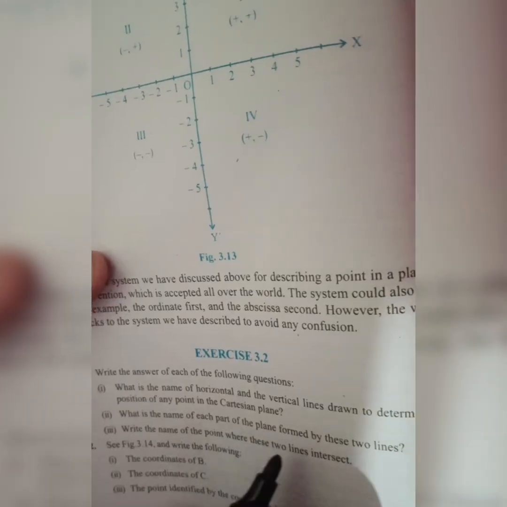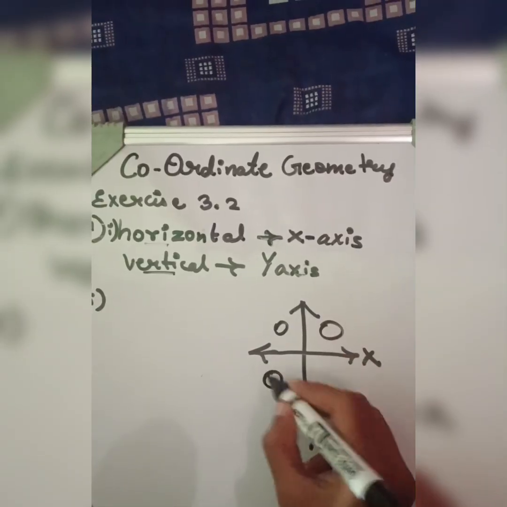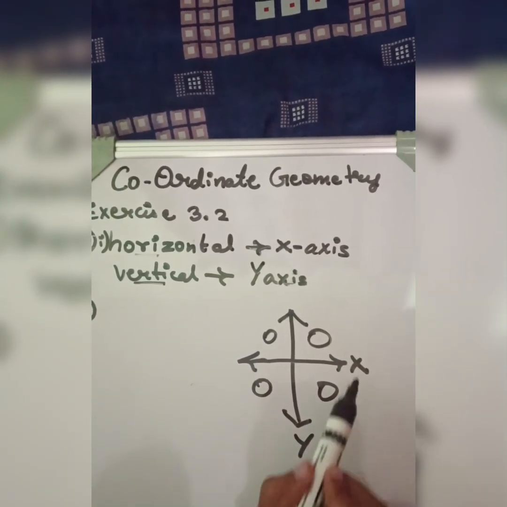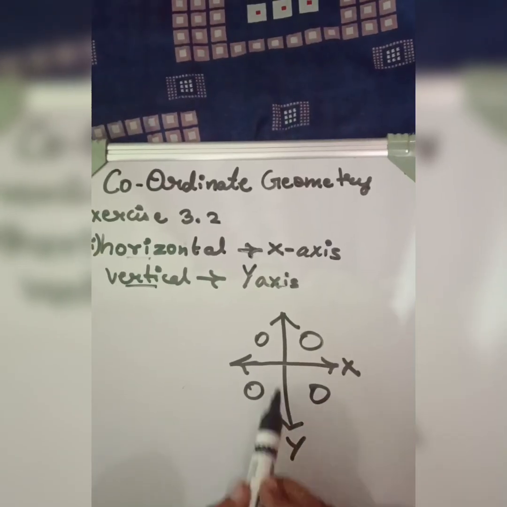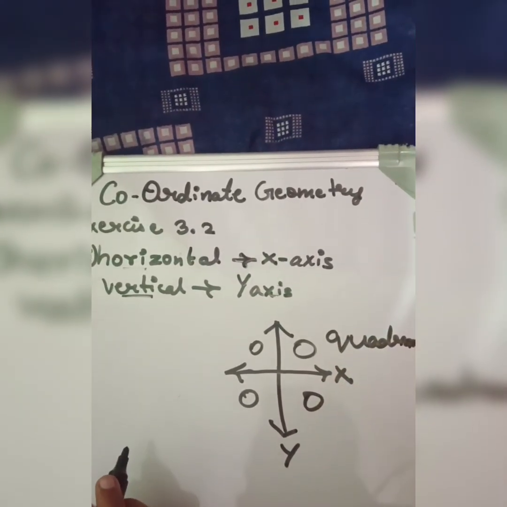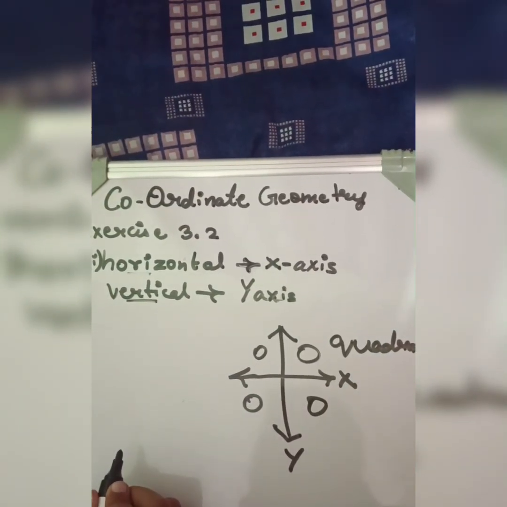Second question. What is the name of each part of a plane formed by these two lines? They asked what this part is known as when the x and y axes divide the plane. We know that, going anti-clockwise, the plane is divided into 4 equal parts, known as quadrants. So the answer is that quadrant is the name of each part of a plane formed by these two lines.